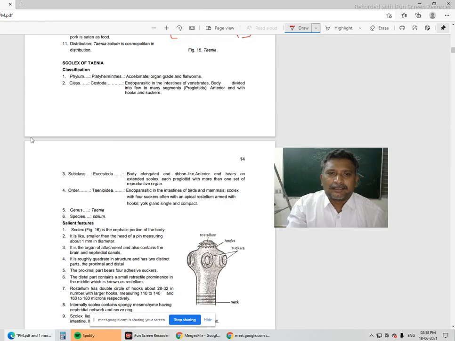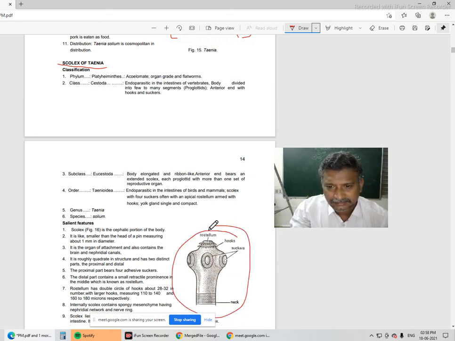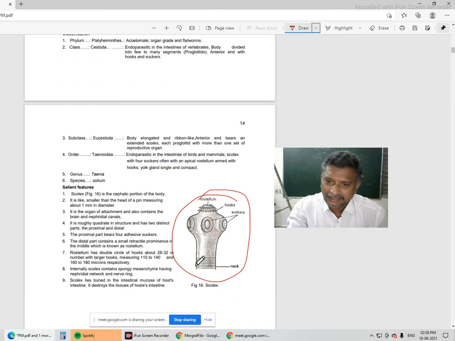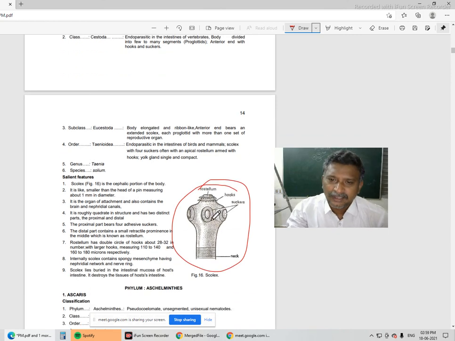Now here is the scolex of Taenia. The same structure. This is a part of the scolex. The scolex of Taenia. This is the rostellum. One row. This is also one more row. Two rows are here.